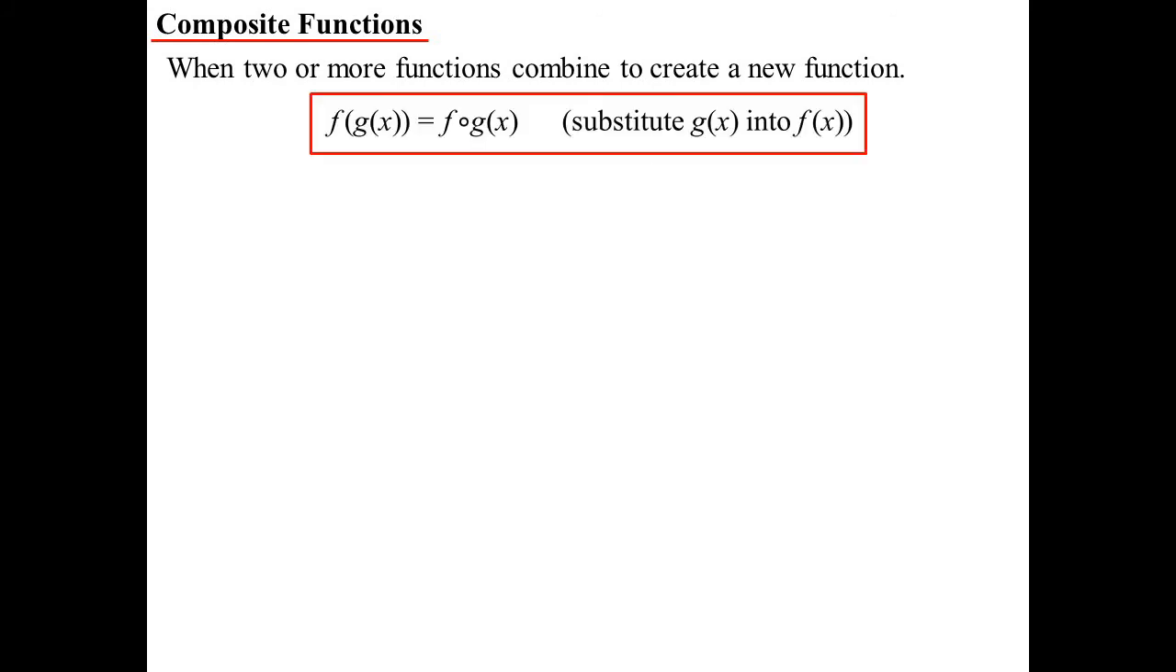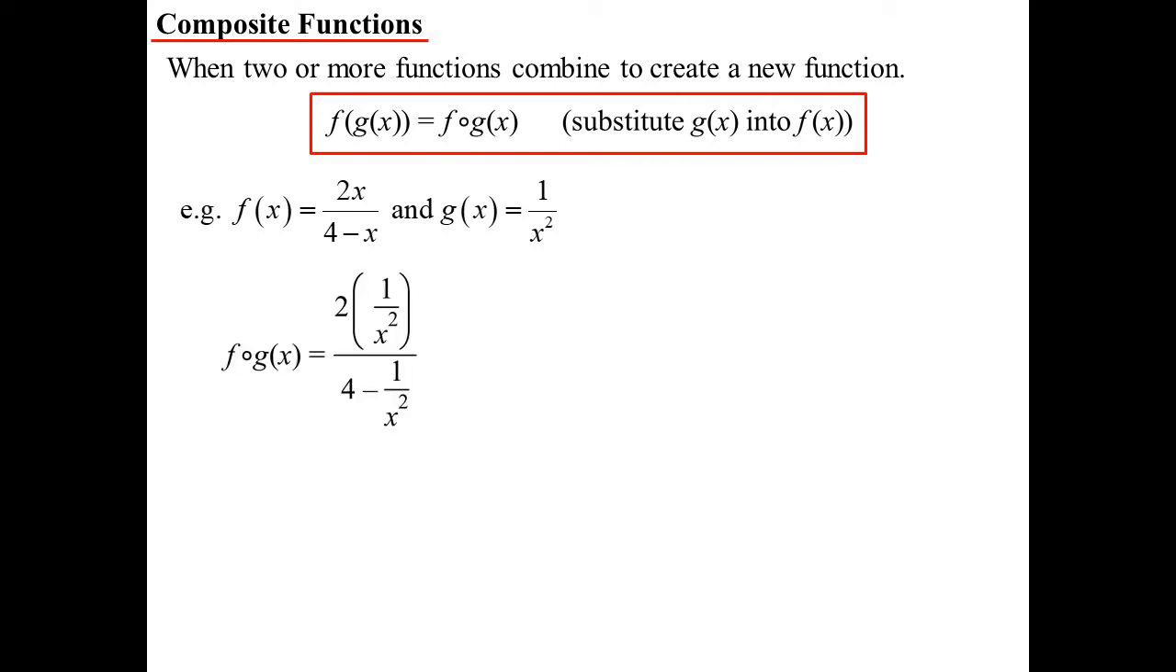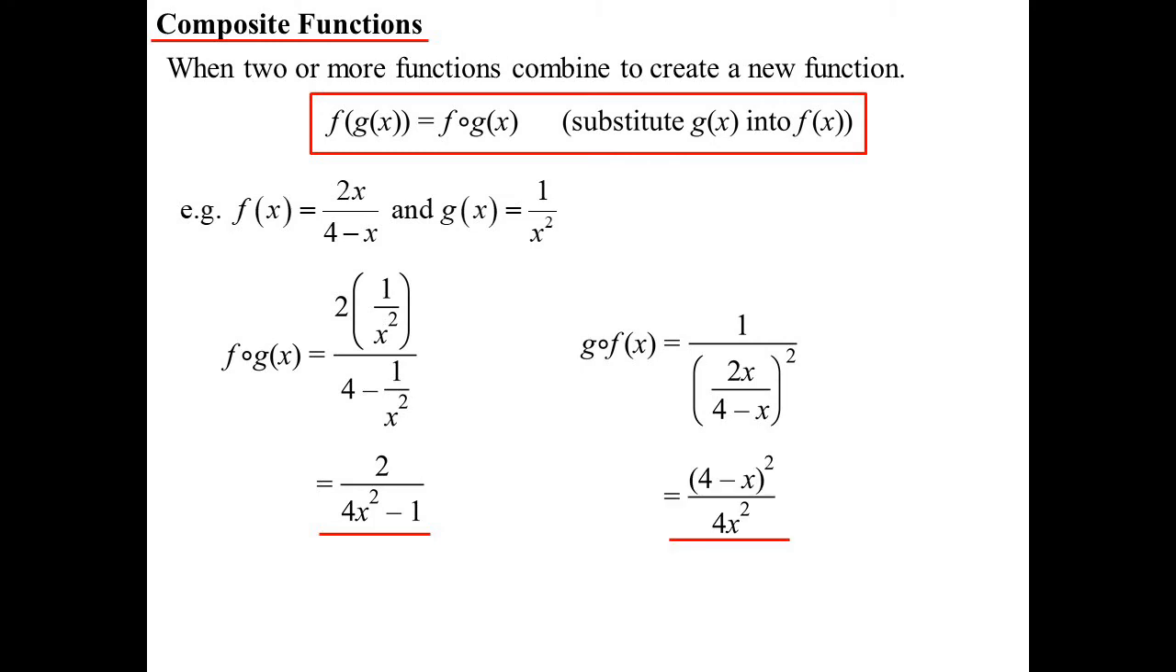Okay, composite functions. Remember that? So when two or more functions combine to create a new function, f of g of x can also be written as f∘g. Right? Well, it looks like it's saying fog. F with a circle, g. So that's when we substitute g into function f. So function f of x is 2x on 4 minus x. G of x is 1 on x squared. Then f∘g would be substituting 1 on x squared. And we end up with, there it is, 2 on 4x squared minus 1. Whereas g∘f is 1 on 2x minus 4x all squared. And there's our answer for that one.